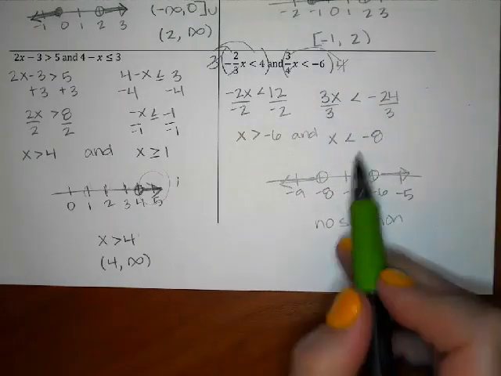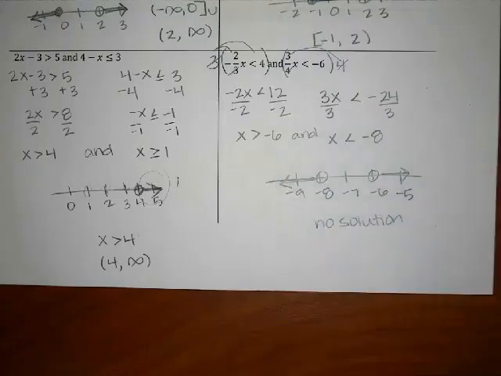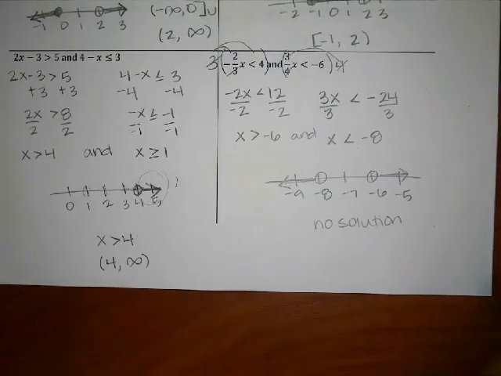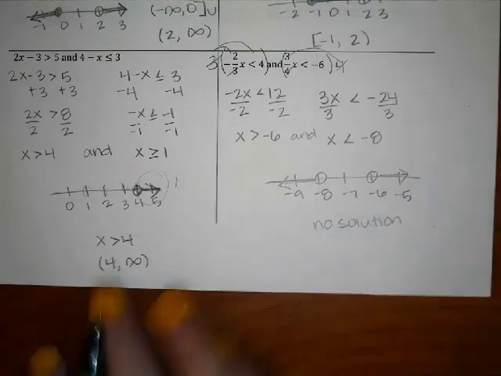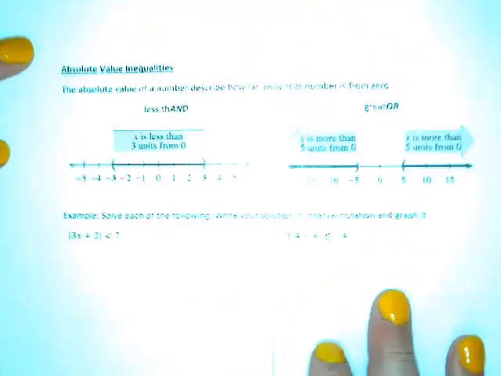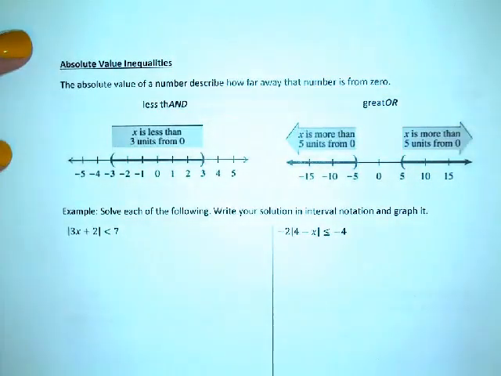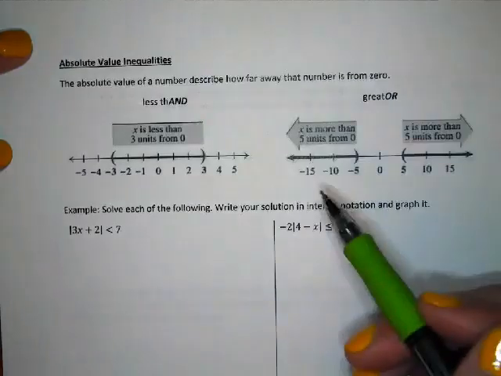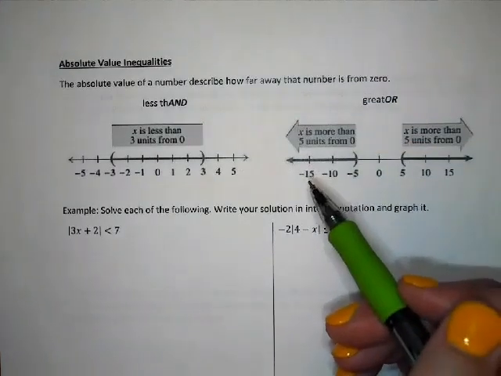It is impossible for these two inequalities to be true at the same time. So there's no solution. I can't write that in interval notation. There's just no solution. Okay, let's move on to the next type of problem. So next we're going to look at how to solve absolute value inequalities. And absolute value inequalities are actually compound inequalities. They just don't look like it yet.